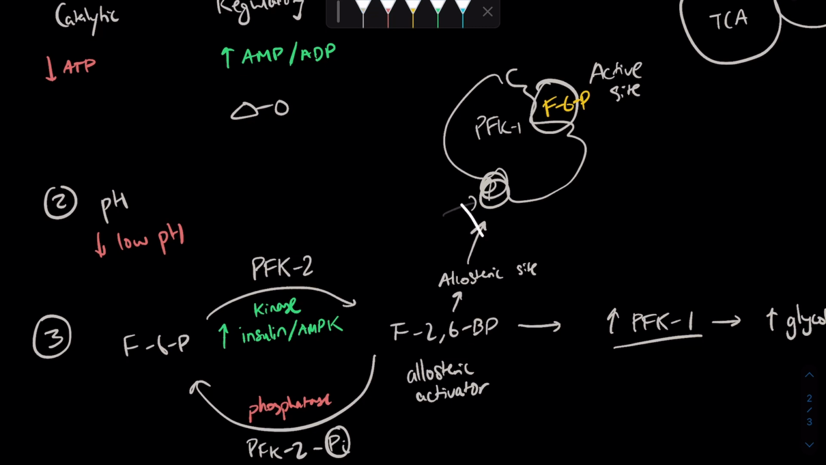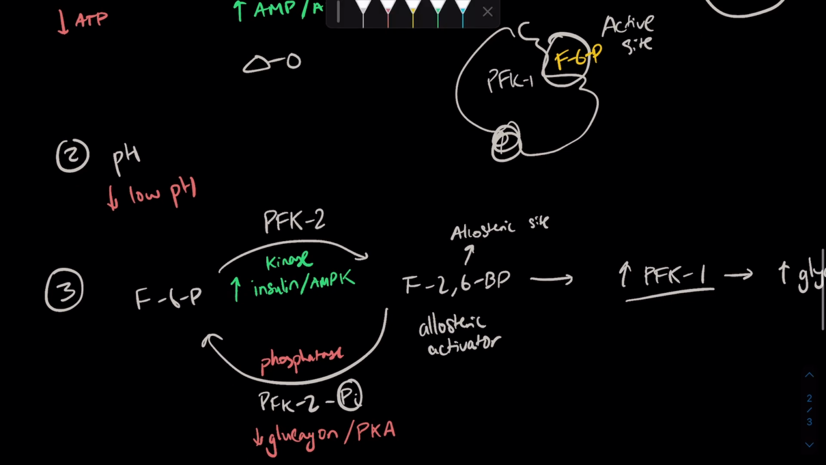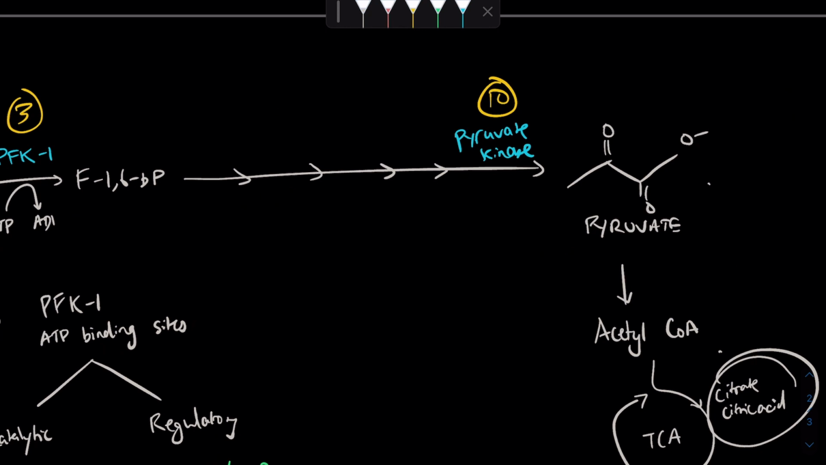So again, recapping, PFK2 can either be a kinase or a phosphatase. It can either make more F26BP and promote glycolysis, or it can be a phosphatase and make less F26BP, convert it back into F6P, and inhibit glycolysis. And whether it's a kinase or a phosphatase is determined by the activities and the signaling involved with insulin and glucagon. And we're going to see these two pop up again in our last step, pyruvate kinase.